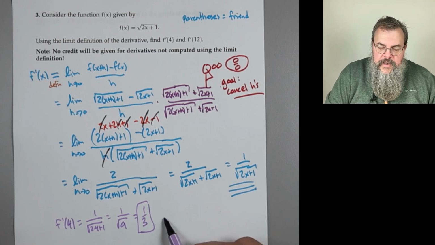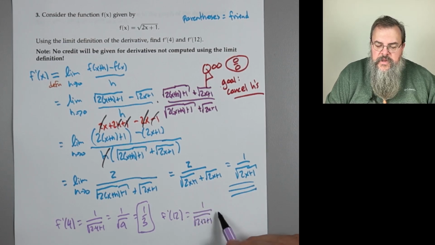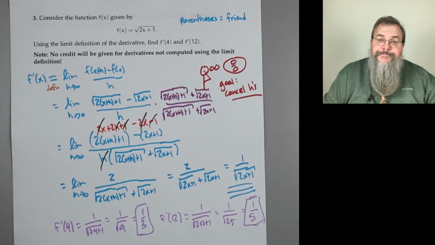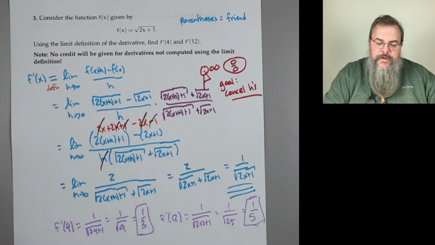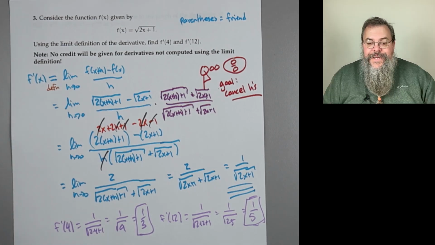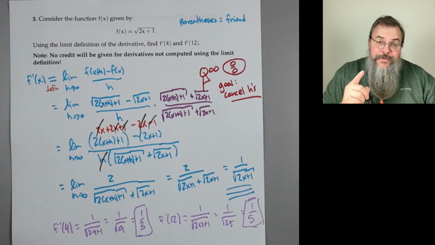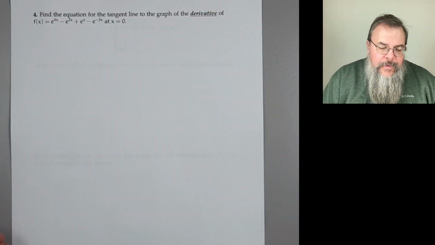Great. We want f prime of 12. Well, that's 1 over square root 2 times 12 plus 1. That's 1 over square root 24 plus 1, 25, which is 1/5. And there we go. We're done. Since we used the limit definition, now we can plug in any choice for x, and life is good. Whew. Nice! Really, really nice. All right, great. Next one.